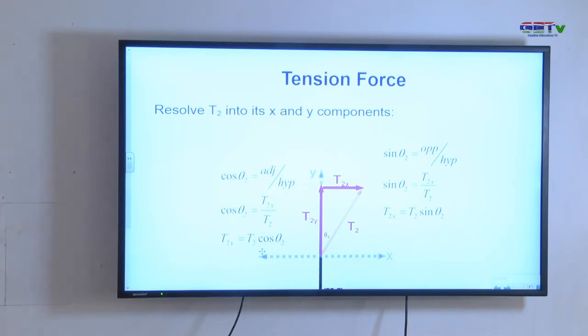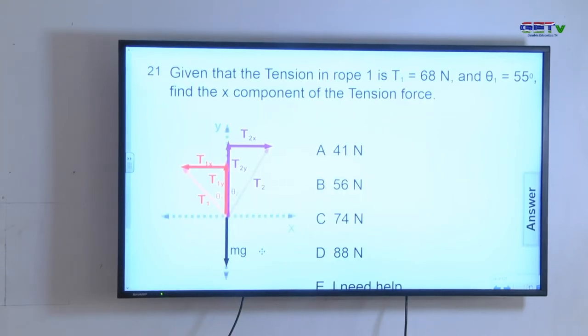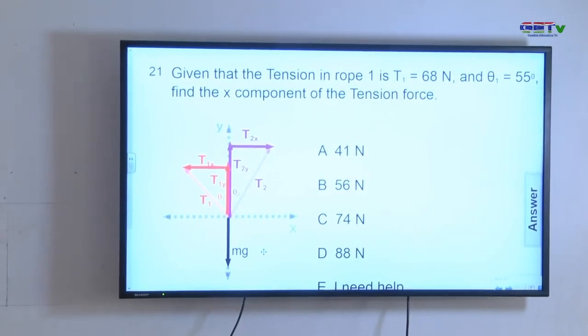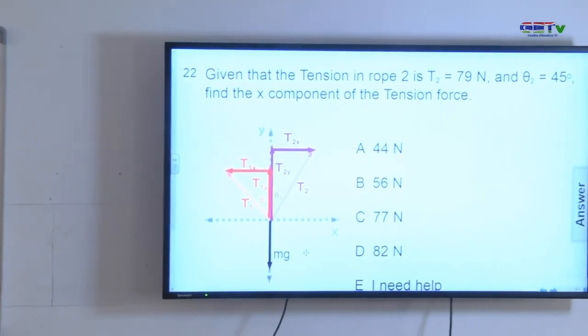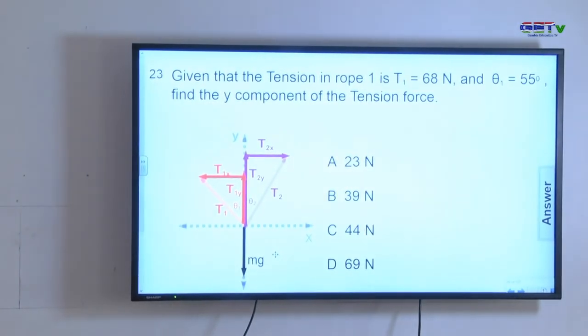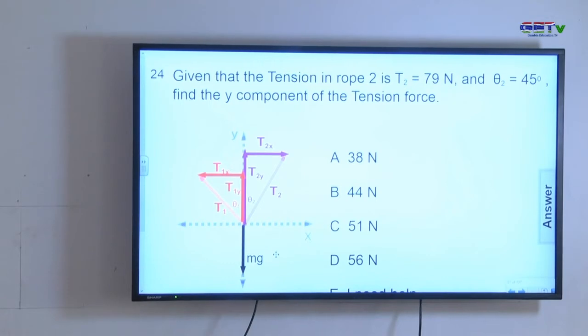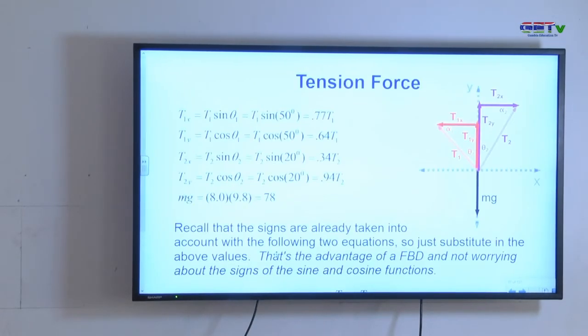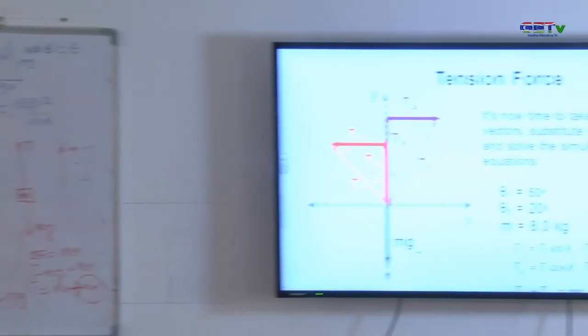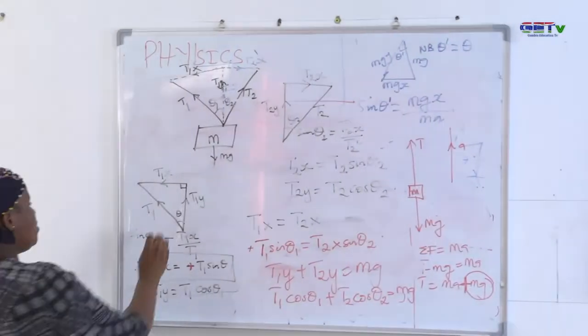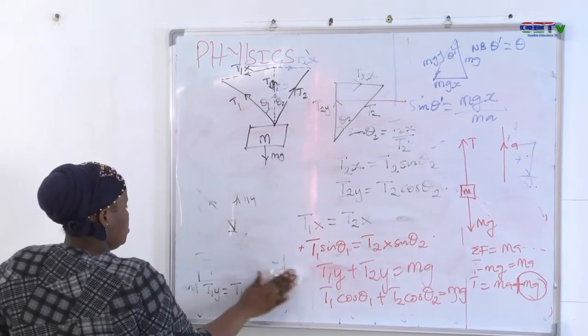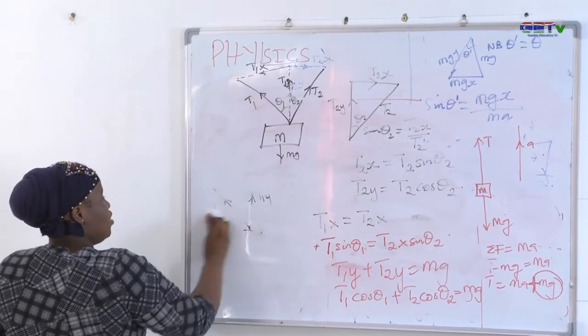So look at the question here. We are told the tension T1 in the rope is 68 Newton, theta 1 is 55. We are asked to find the x component. That is simple, you should be able to do that. The y component, you can do that. Yes, this is what I am interested in, to calculate the magnitudes of T1 and T2. Can we do that? We know theta 1. This is already copied, so I can take it off.